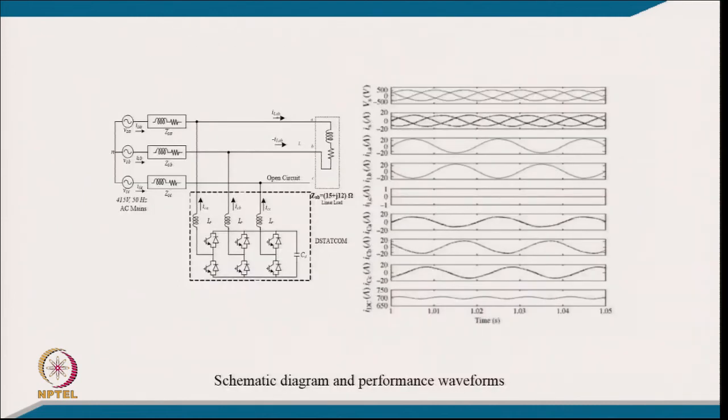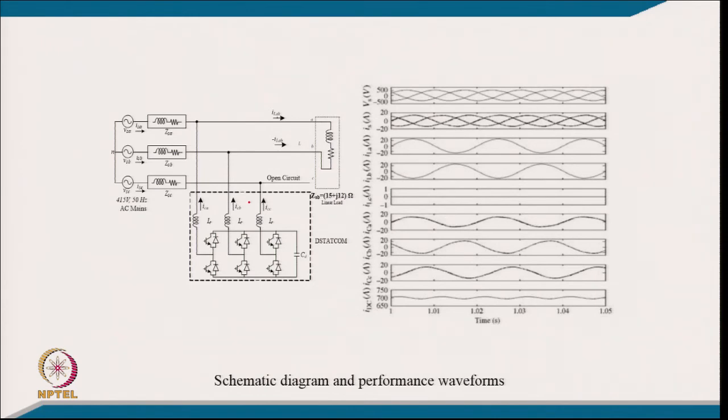So, this is the typical circuit that we have, with only the line to line connected lagging power factor load, and we have a 3-phase D-STATCOM. The very purpose of the D-STATCOM is typically to balance the load across all the 3 lines, and moreover to provide the same voltage across the load as the source voltage.